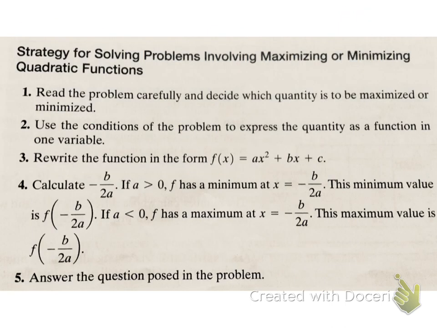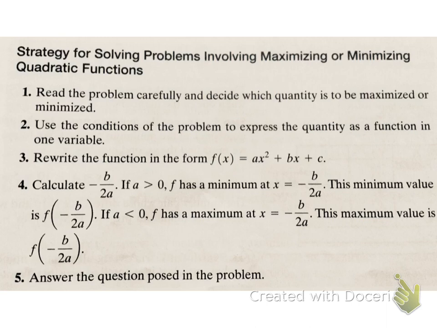So the last thing I want to go over just to kind of introduce is a maximizing or minimizing problem. We will do a whole other lesson on this for tomorrow evening. So just real quick going over the strategy. Number 1 says read the problem carefully and decide what quantity is going to be maximized or minimized. Use your conditions of the problem to express the quantity as a function in one variable. You're going to rewrite the function in the standard form, and then you're going to find the vertex, and that's all number 4 is stating, is that you find the vertex.